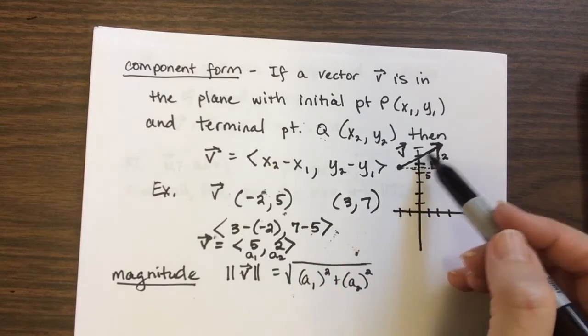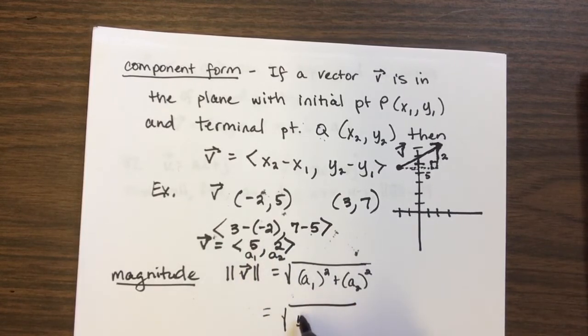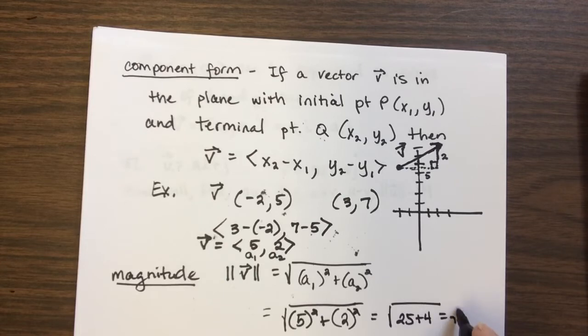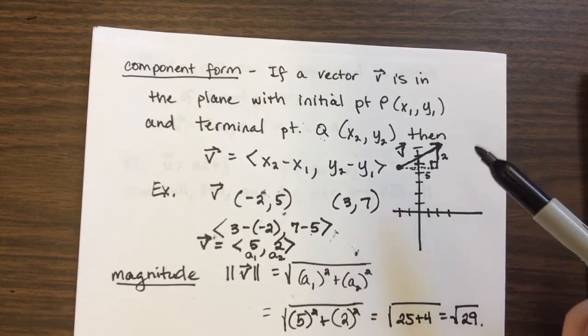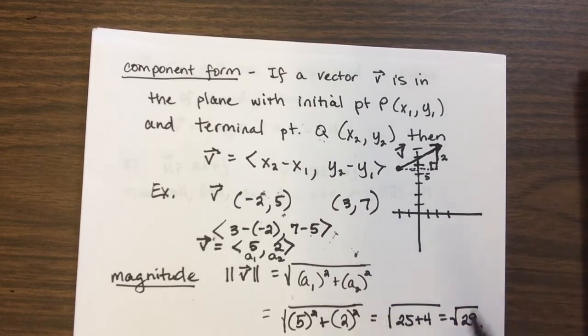So let's find the distance of this. Well, the distance of this is going to be the square root of a1 squared plus a2 squared, which is going to be the square root of 25 plus 4, which is the square root of 29. Alright, so like I said, nothing new. This is component form, and not hard.